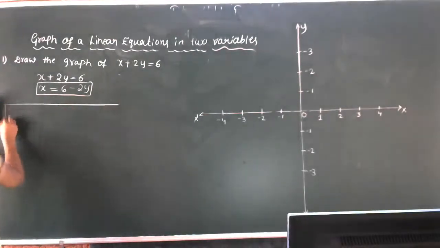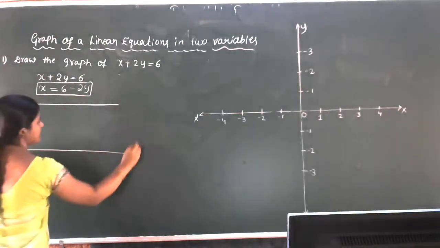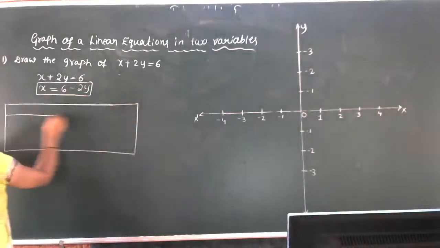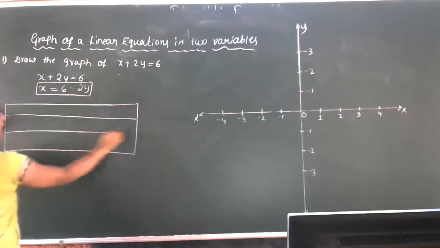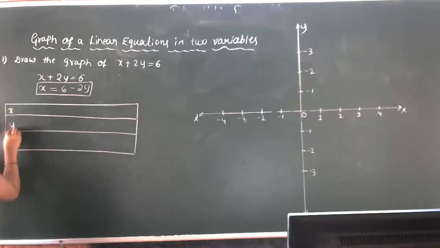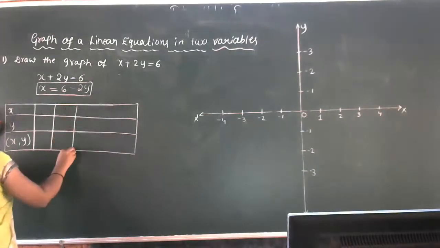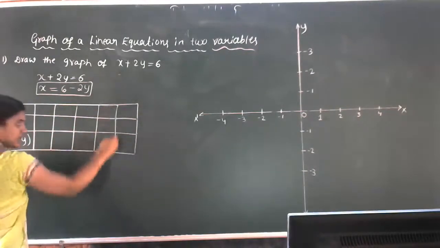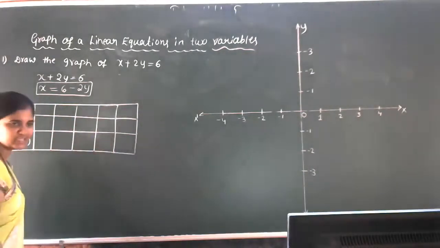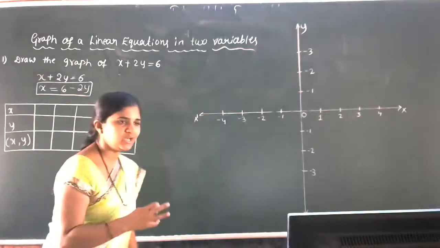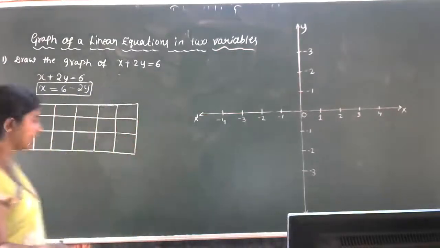So we have to prepare the table for this. For the graph, it is very compulsory. So now x, y, then x comma y. We have to mark like this: x, y, x comma y. So we'll find out 5 solutions. Okay, we'll work out 5 solutions. For a graph, minimum 3. Okay, so we'll work out 5.